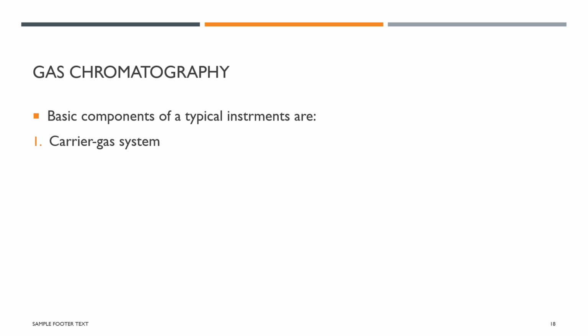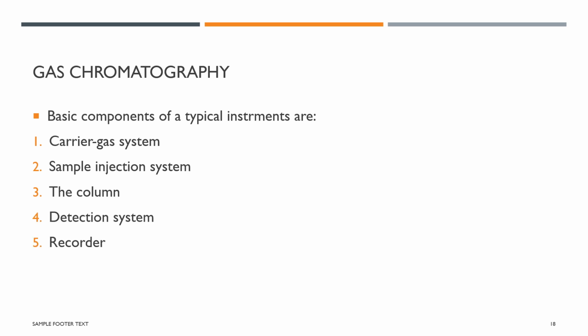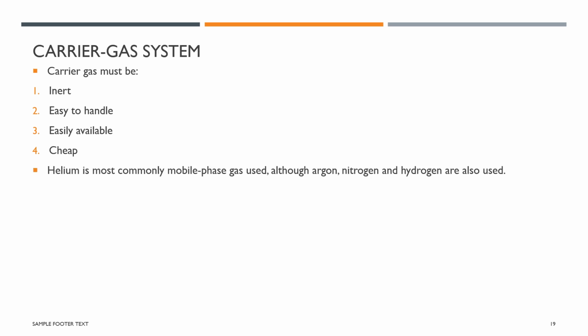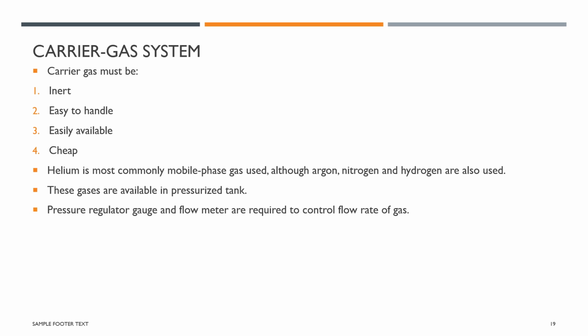The basic components of gas chromatography are the carrier gas system, sample injection system, the column, detection system, and the recorder. The carrier gas system must be inert, easy to handle, easily available, and cheap. Helium is the most commonly used mobile phase gas, although argon, nitrogen, and hydrogen are also used. These gases are available in pressurized tanks. A pressure regulator gauge and a flow meter are required to control the flow rate of the gas.